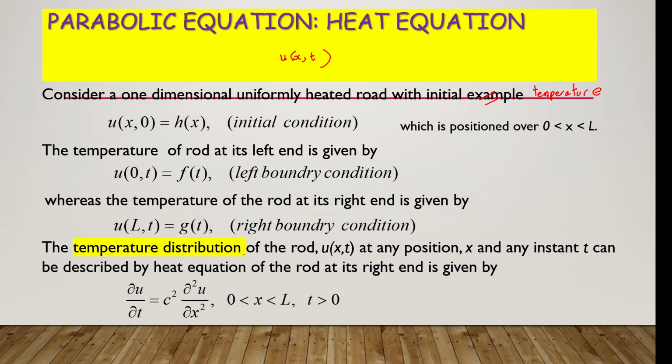And then the temperature distribution of the rod, u(x,t), at any position x and any instant t can be described by the heat equation. So u(x,t) is the temperature distribution of the heated rod at any position x and any time t. This u(x,t) describes the temperature distribution.